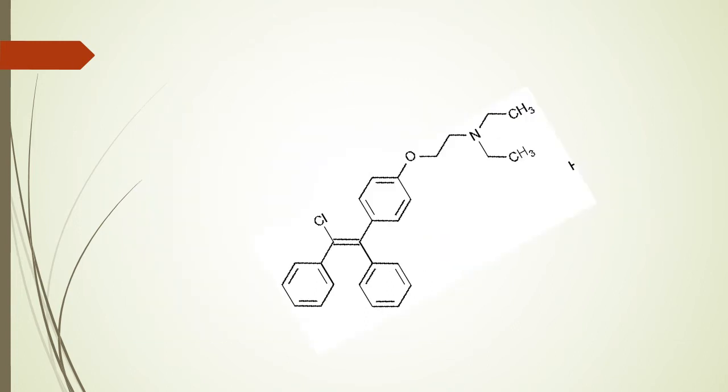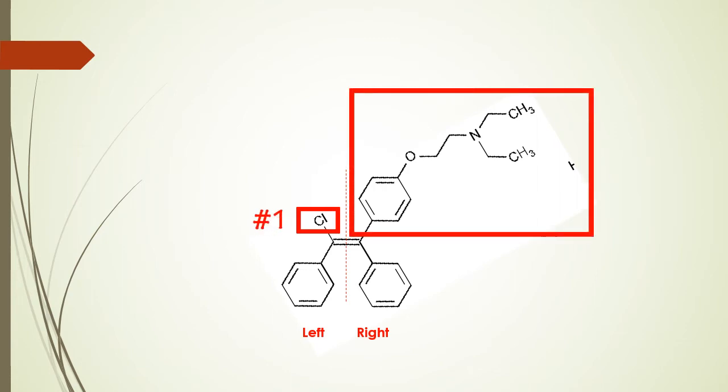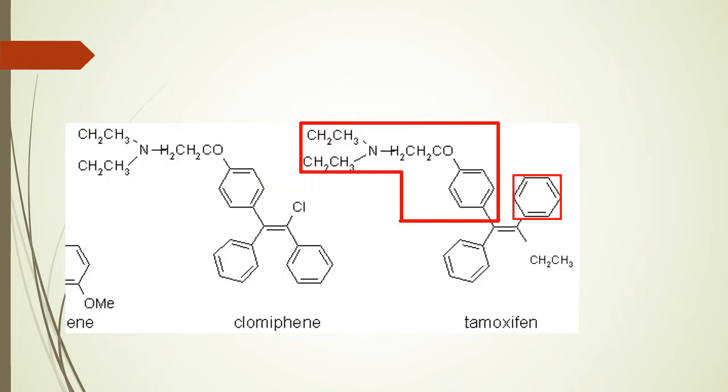Now we have our second molecule, clomiphene, and we divide it down the center, left and right. We see that chlorine has a higher priority than the benzene on the left side. Then we look at the right side, and we see that the benzene with the oxygen has a higher priority than the benzene without the oxygen. Then we divide into top and bottom, and we see that the configuration is still going to be Z.